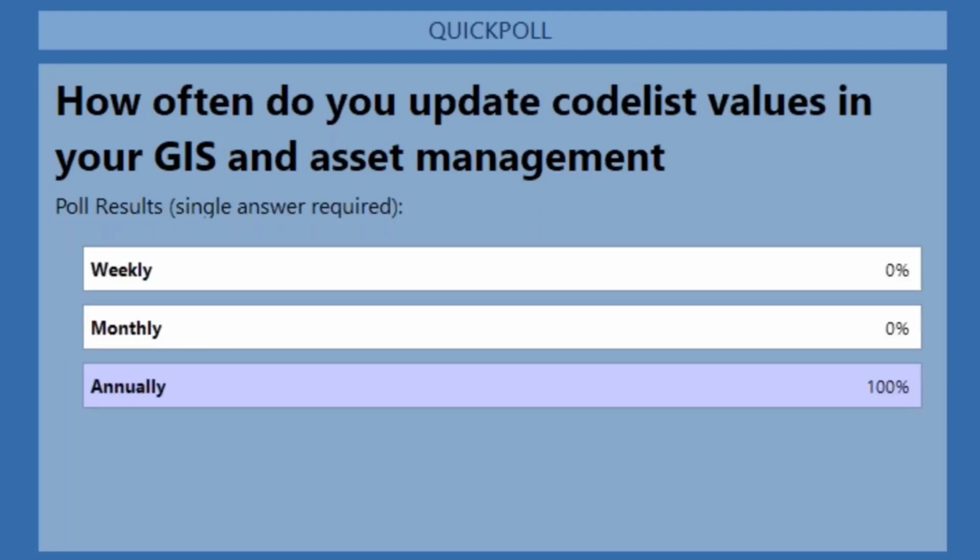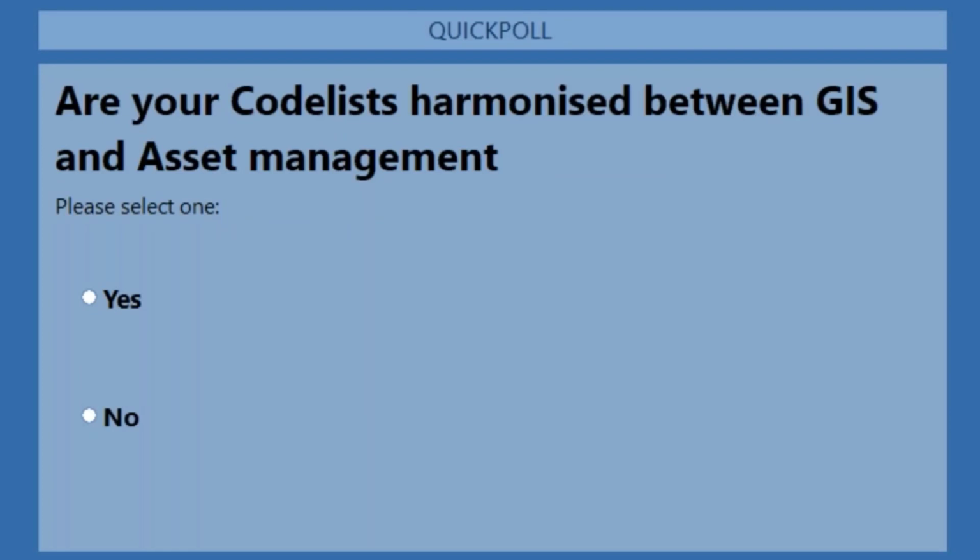Okay, so the next one I'm going to ask is, are your code lists harmonized between your GIS and asset management system? So if you've got a material in the GIS, is it the same material in the asset management system that you are working with?